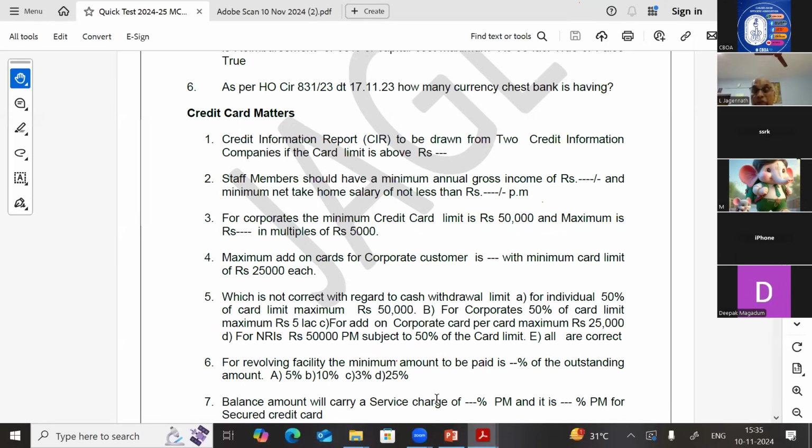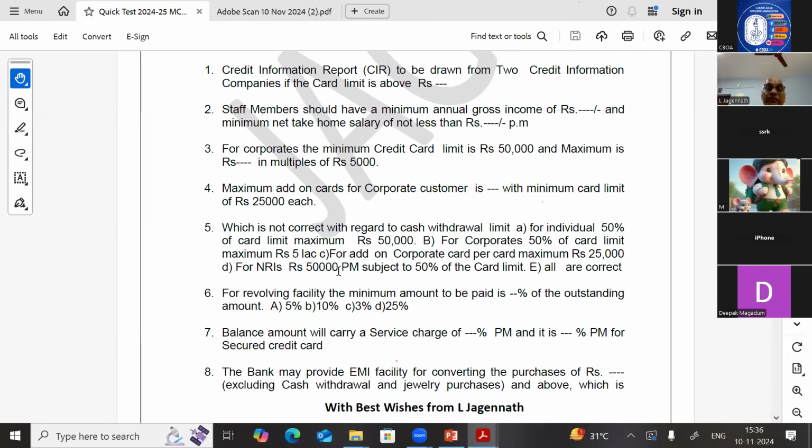Credit card: credit information report to be drawn from two credit information companies if the credit card limit is above 5 lakhs. Staff members to have a minimum annual gross income of rupees 60,000 and minimum net take-home salary of not less than rupees 4,000 per month. So 60,000 and 4,000. For corporates, the minimum card limit is 50,000 and maximum is 200 lakhs, in multiples of 5,000. Maximum add-on cards for corporate customer is 99 with minimum card limit of 25,000 each.